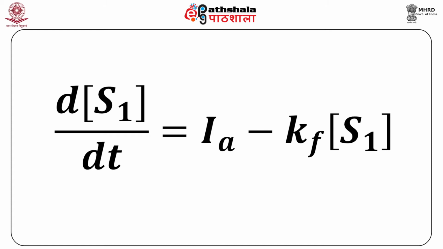where Kf is the fluorescence rate constant and is first order, and we can say IF is equal to Kf into S1. It depends upon the rate constant for fluorescence into the population of the S1 state or the concentration of the S1 state.